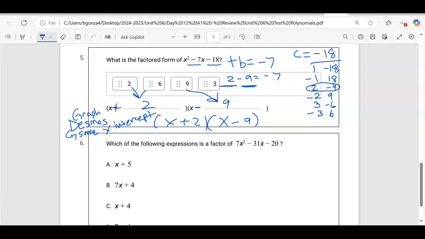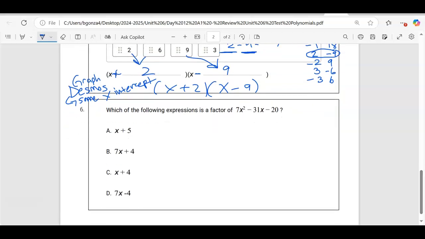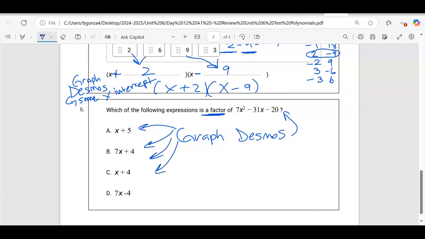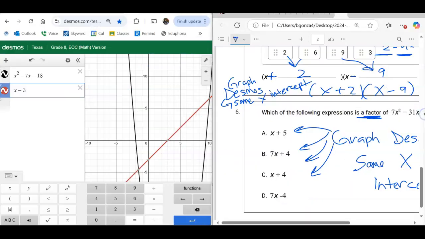All right, well, one more question. Which of the following expressions is a factor? Okay, so when you see factor, you can graph in Desmos, graph this, graph all these, see if they have the same x-intercept. That's what a factor is. Where does it cross the x? Okay, let's give it a shot, and then we'll be done.